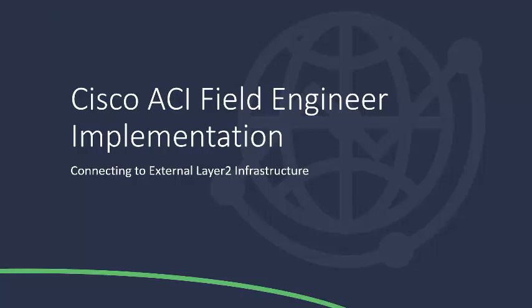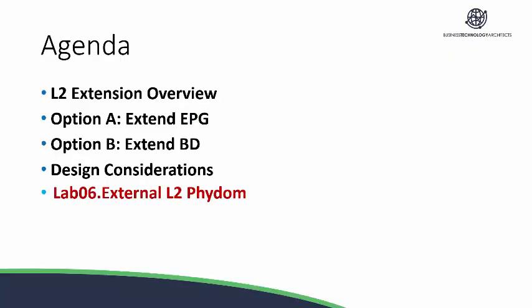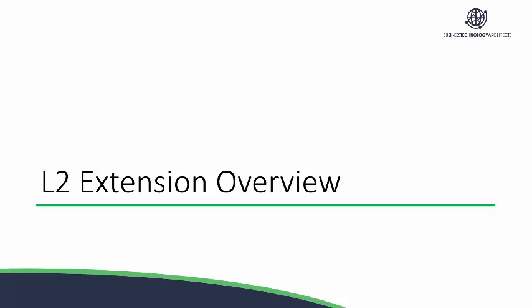Hello and welcome to Cisco ACI Field Engineer Implementation, connecting to external Layer 2 infrastructure. This is all very straightforward stuff. We're going to go over the extension overview. Option A, extend an EPG, or endpoint group, and option B, extend a bridge domain, which will allow us to trunk multiple VLANs, and some design considerations.